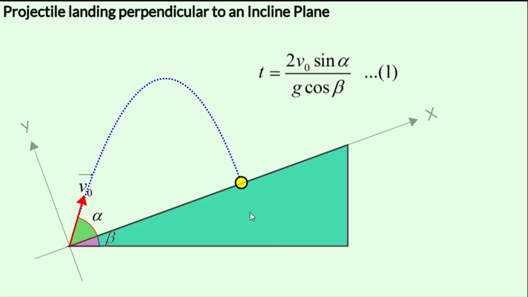We have to find the relationship between alpha and beta in order for the projectile to strike perpendicular to the incline. Now the flight time of a projectile on an incline we know as 2v0 sine of alpha over g cos of beta. Let's mark this as equation 1 and use it in our further steps.